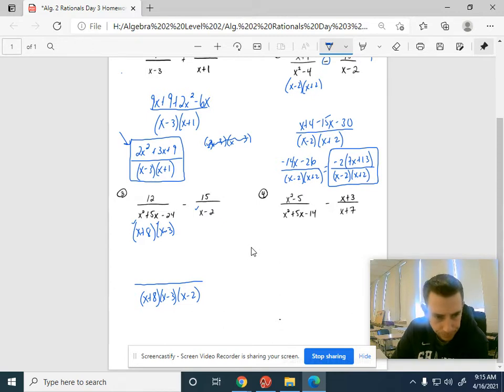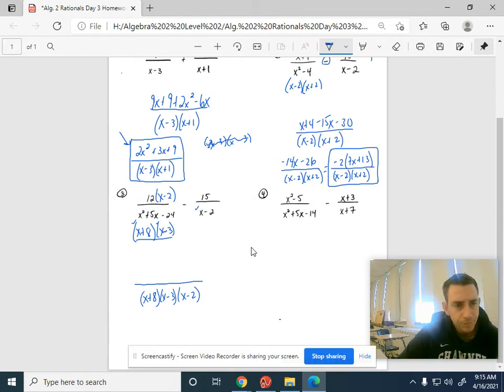All right. Now, take it one fraction at a time. So we'll do the leftmost one first. And we say, all right, looking at this and comparing it to this, the x minus 2 is missing. I have to multiply the numerator by x minus 2. Over here, what's missing? Well, x plus 8 and x minus 3.